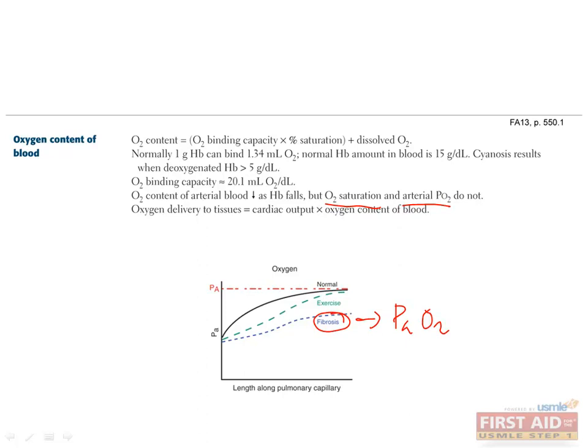Now, bonus question. What can lower venous PO2, even if you have normal arterial PO2? The answer is exercise, and we'll talk more about exercise physiology at the end of this section.